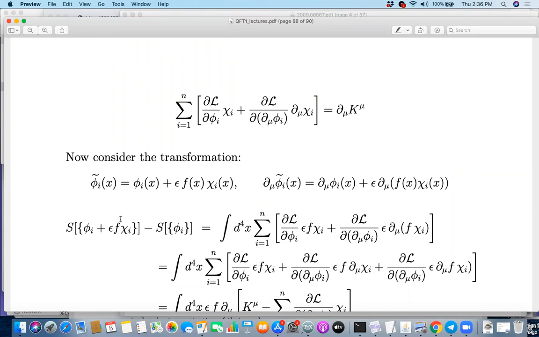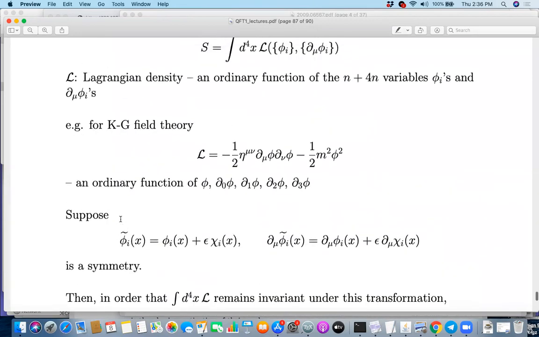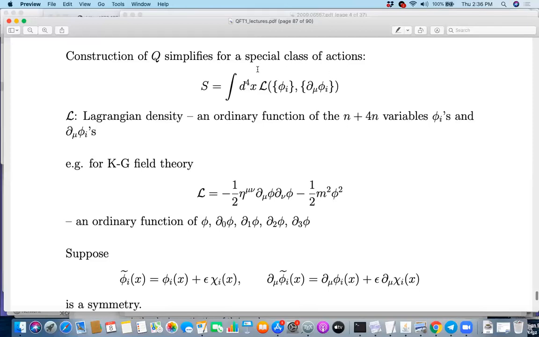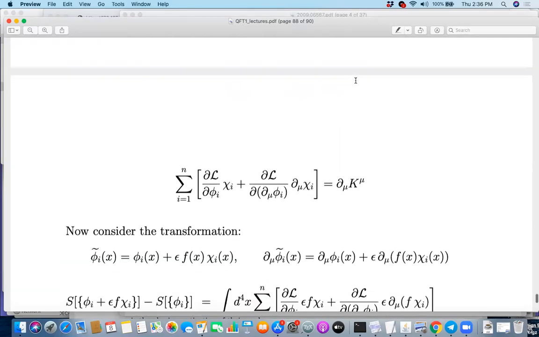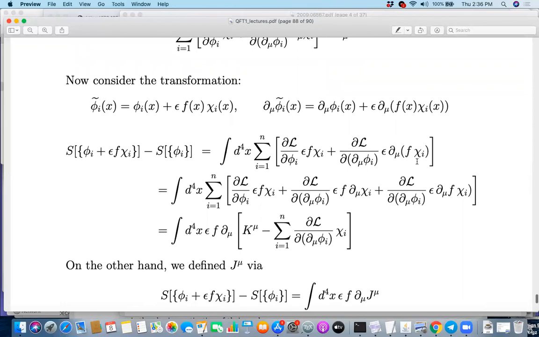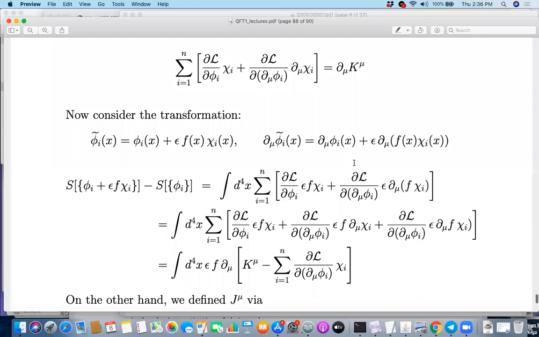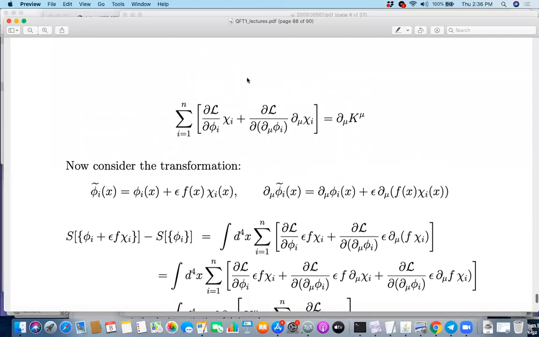So I write S as integral of L. And now all I'm saying is that if phi I changes to something, it will be del L del phi I times the change of phi I, and del L of del mu phi I times the change in del mu phi I. That's what I'm calculating here. This difference, right? That's what this line says. Is this clear? Yes, sir. Because I have not used anywhere how much L changes by, so this identity I have not used anywhere yet. Eventually, of course, we'll use this.